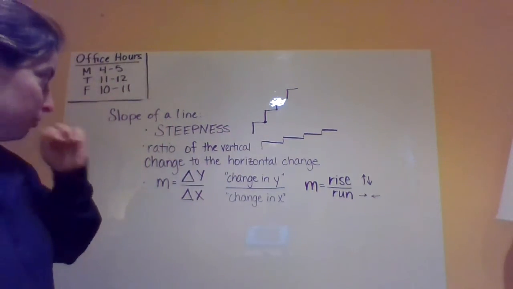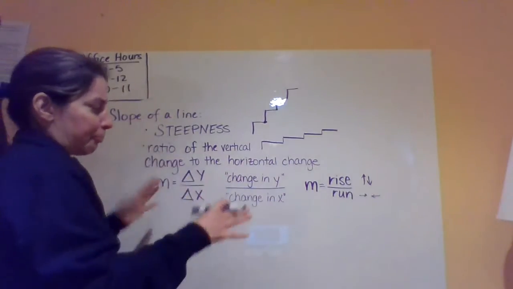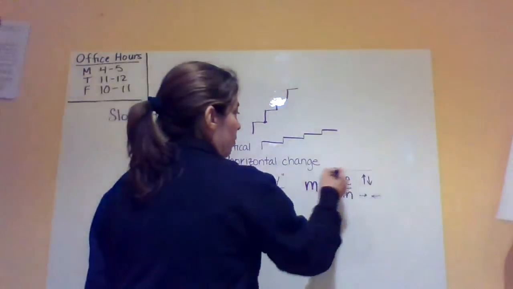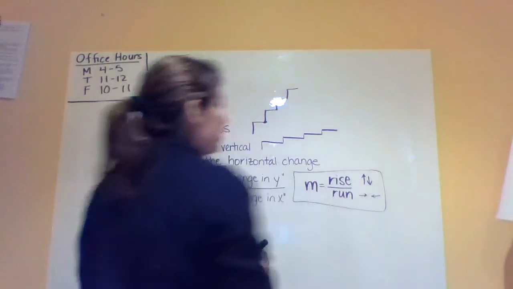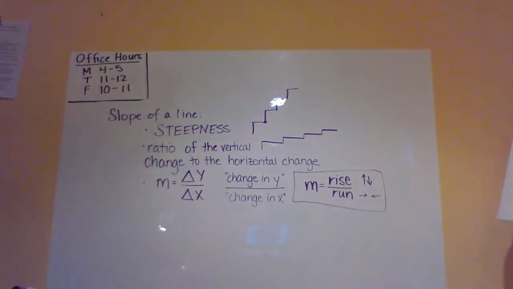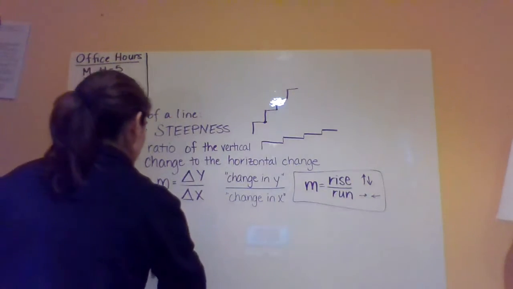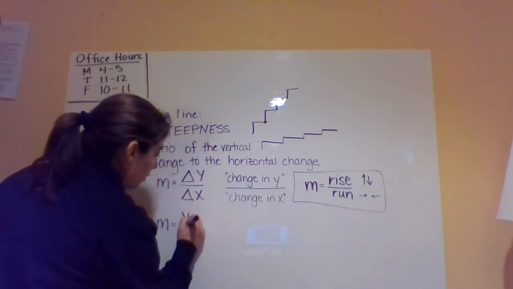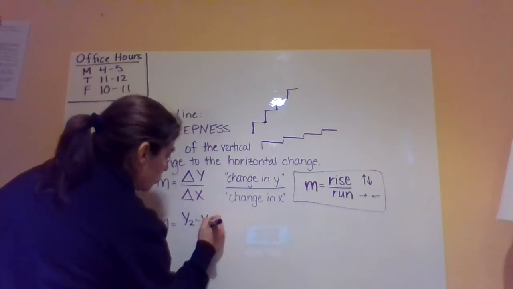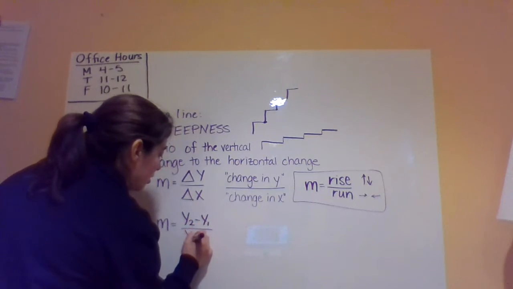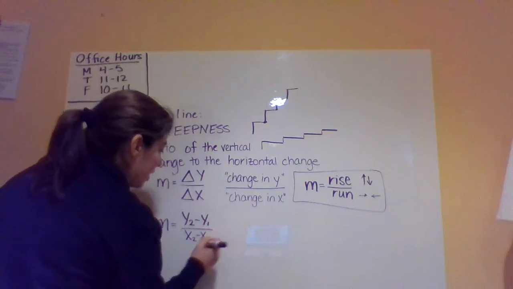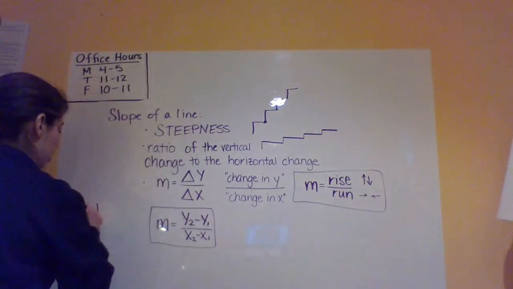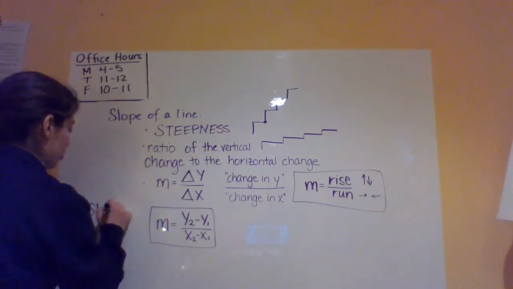So these are kind of descriptive ways of talking about the slope. We'll use this one when we're using the slope. But if we need to find the slope, we also are going to have a formula. So we're going to have m equals y2 minus y1 over x2 minus x1. This is going to be our slope formula. Formula for slope.